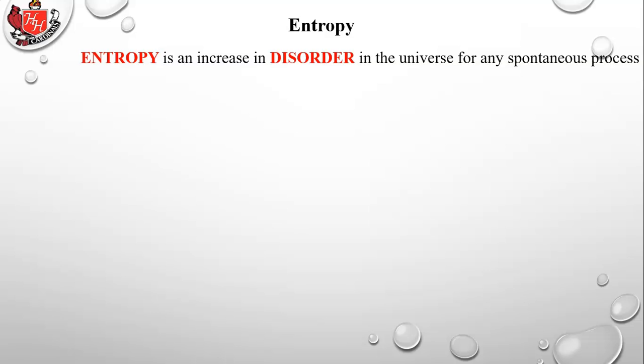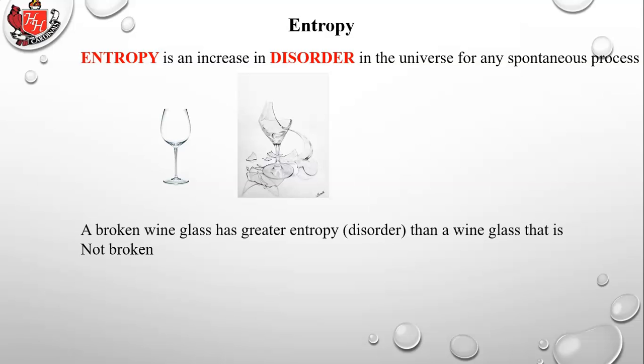Entropy. Entropy is an increase in disorder in the universe for any spontaneous process. Without going too deep into the definition of spontaneous, it's simply a process that happens naturally. So, a broken wine glass has greater entropy, more disorder, than a wine glass that is not broken. And let me take that example a little further. If the entropy is really great, then a reaction will become irreversible. You can't make it go backwards.